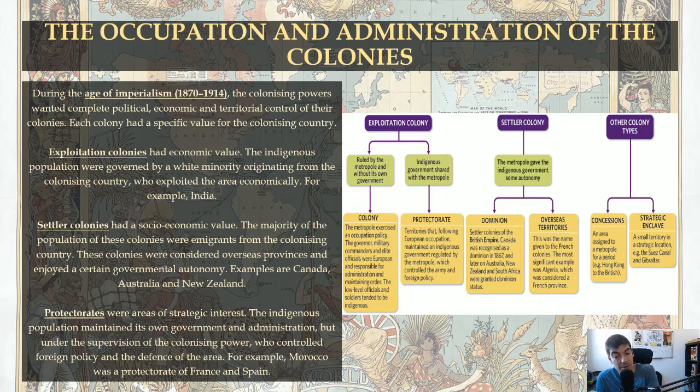And finally, the protectorates, which were areas of strategic interest in which the indigenous population maintained its own government. There was an indigenous government, but it was controlled mostly economically and militarily by a colonizing power, which was in charge of their defense and their foreign policy. For example, Morocco with the protectorates of Spain and France.